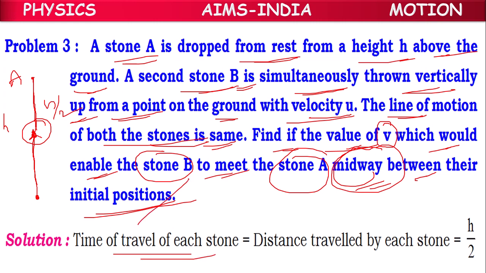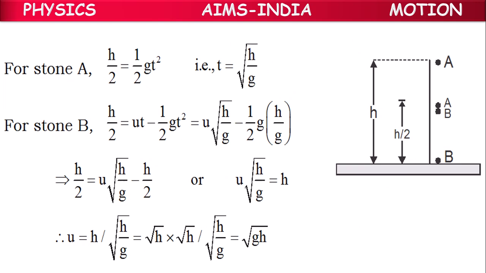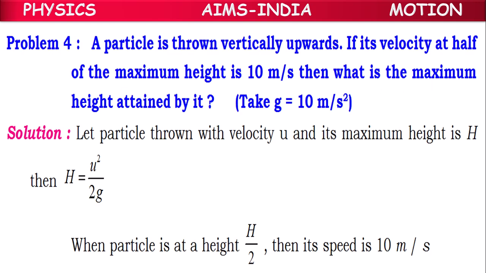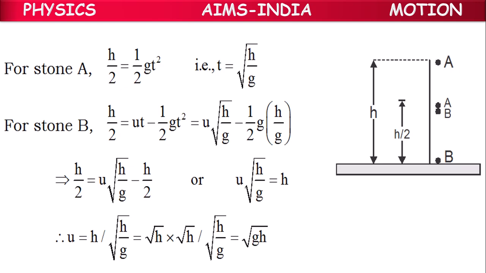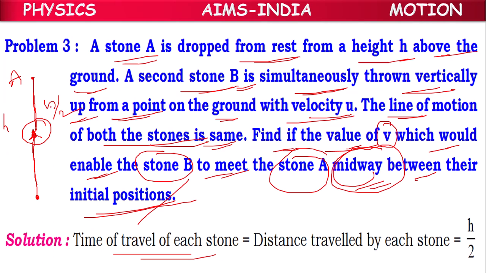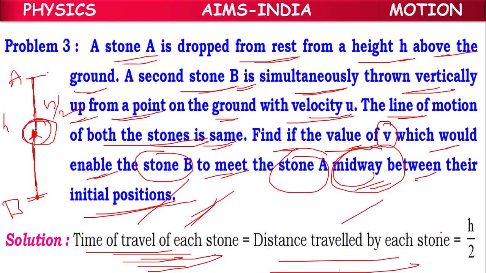Okay, children. Next, time of travel of each stone. Both of them, this body dropped, this body projected at the same time. We are considering their meeting at halfway, midway. So because we are observing both the bodies at the same time, the time of travel of each stone is also equal. Distance traveled by each stone is equal, which is equal to h by 2.